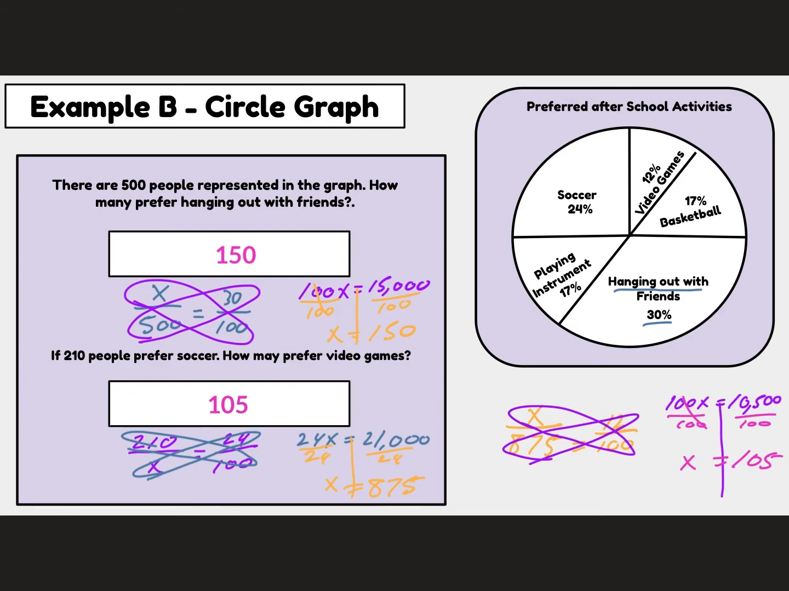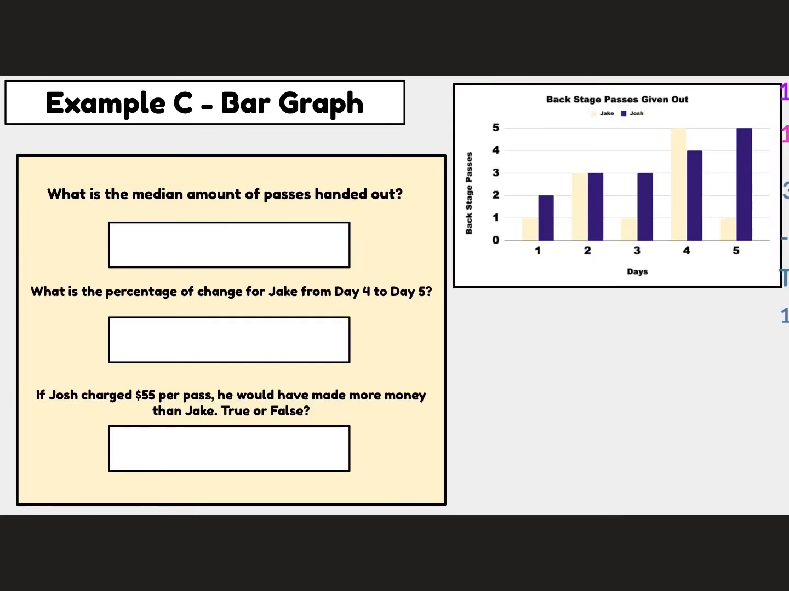Now let's take a look at the last graph. Welcome to example C, where we're talking about a bar graph. So in the bar graph, we've got 3 questions here to answer based on the bar graph that we can see, talking about backstage passes handed out by Jake and Josh. So the first question asks us, what is the median amount of passes handed out? And as we learned about median, we know we're looking for the number that's in the middle.